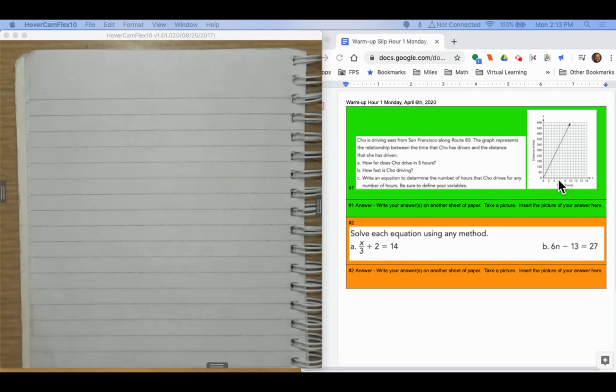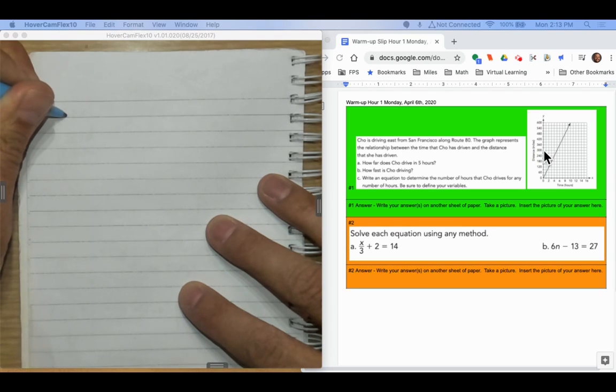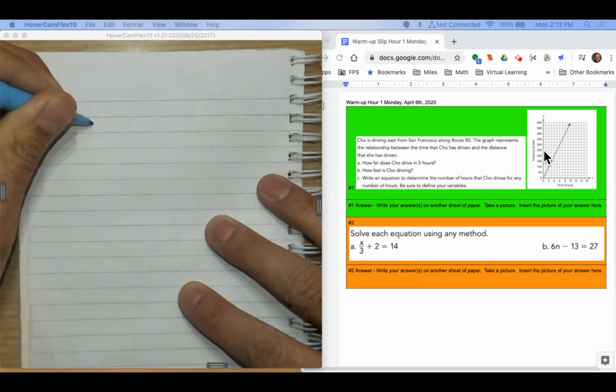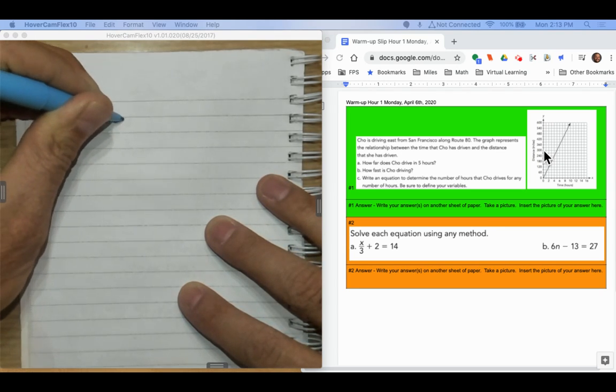Well, I go to 5 hours on here, which is right in between there, and then I go straight up, and then I can go across, and I see that part A is 300 miles.